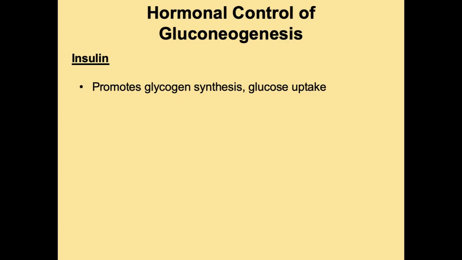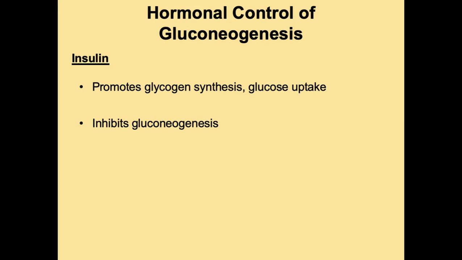So hormones play an important control of gluconeogenesis, as they do for glycolysis. So insulin is released, and this will promote glycogen synthesis and glucose uptake. So glucose uptake is in your liver, and it will then produce fresh stores of glycogen.